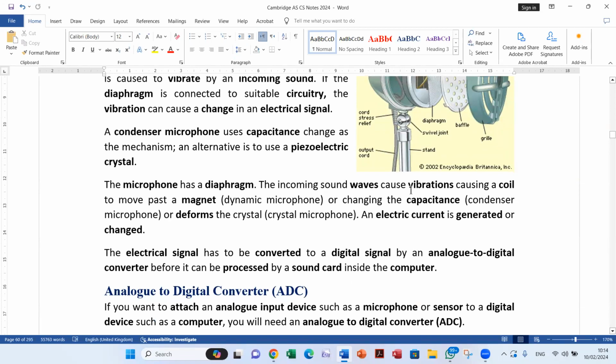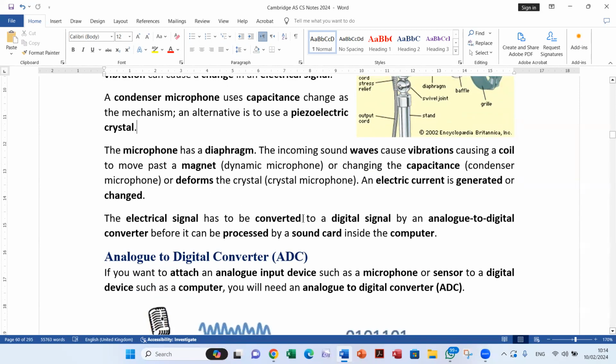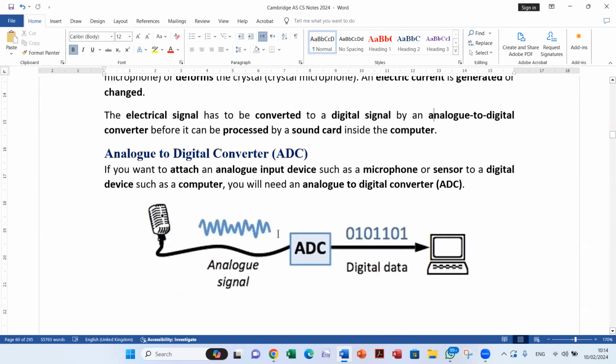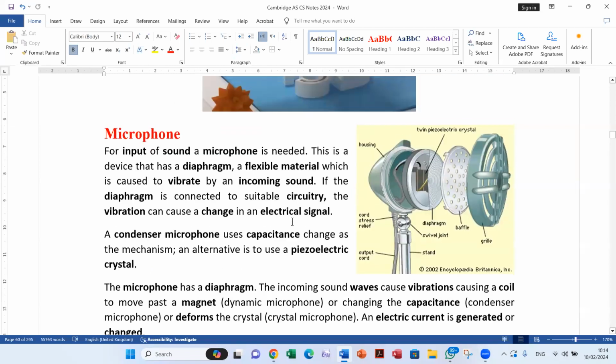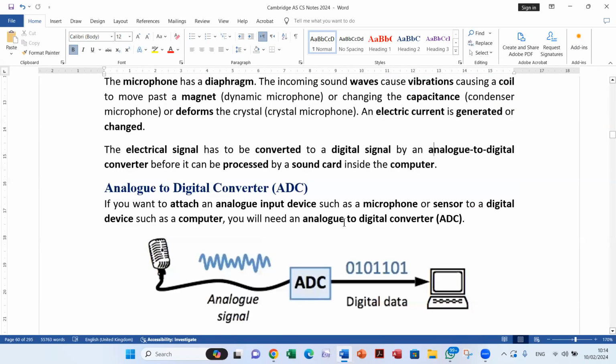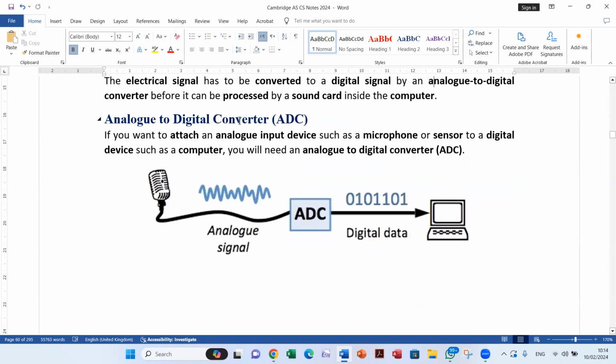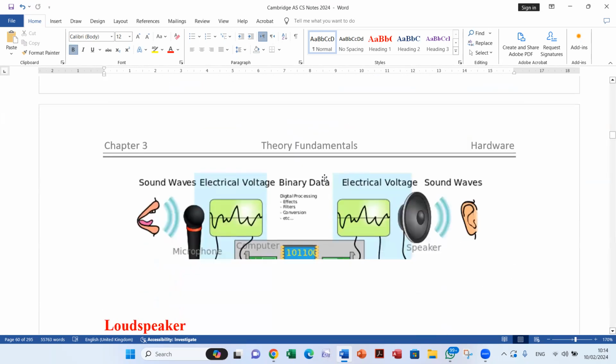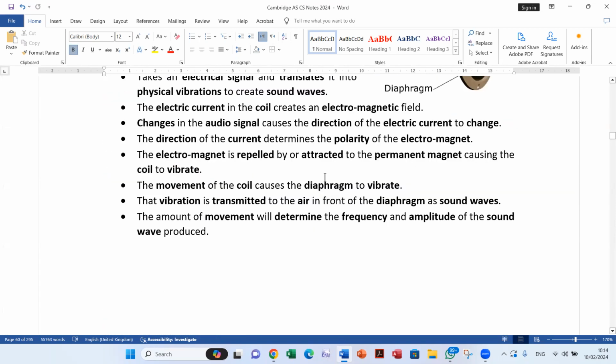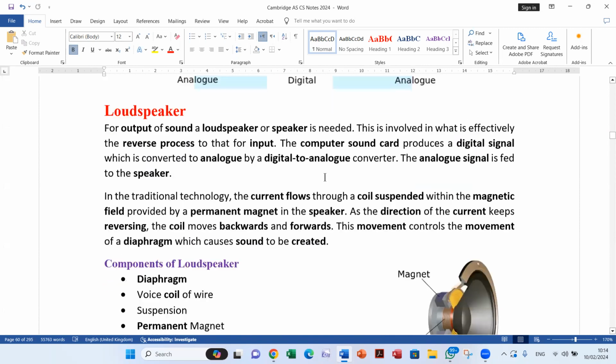The incoming sound wave, the microphone has a diaphragm. The incoming sound wave causes vibration, causing a coil to move past a magnet or change the capacitance. Okay? The electrical signal has to be converted to digital by an analog to digital converter. I hope this is so clear. Please study it very well. And then we talked about the analog to digital converter and the digital to analog converter.